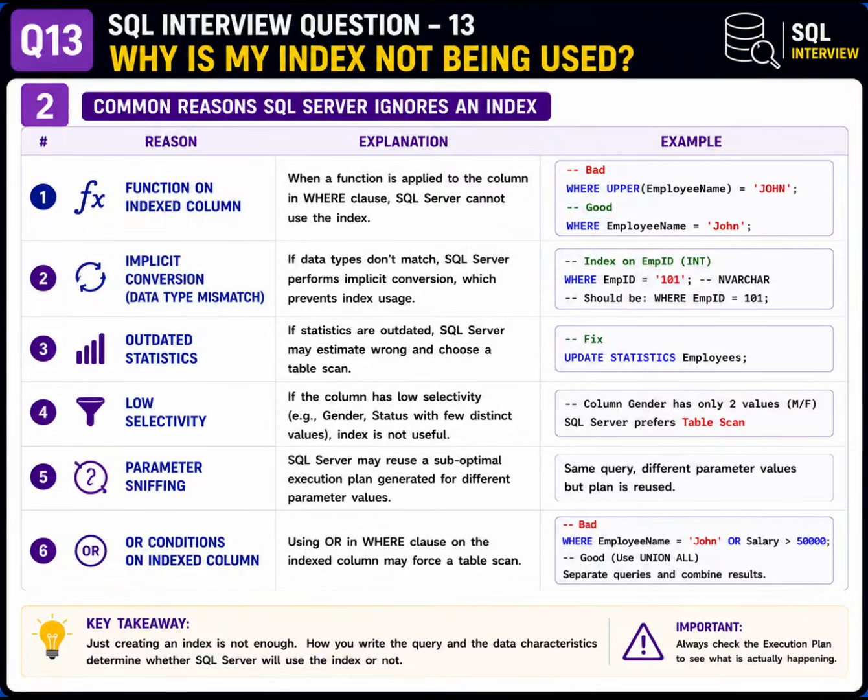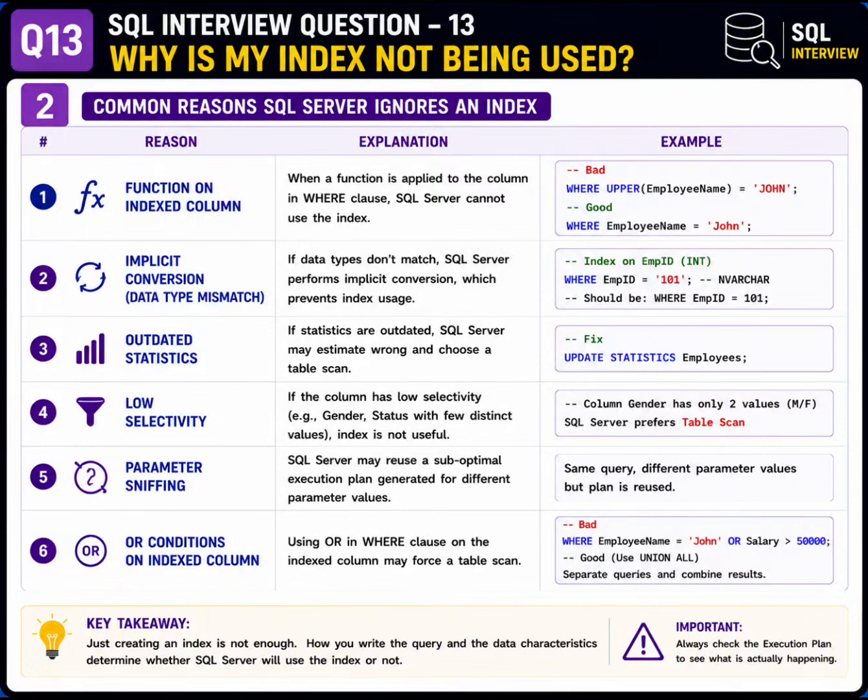Then the sixth reason is OR conditions. A query like where employee name = 'John' or salary > 50,000 may force SQL Server to perform a table scan. Sometimes rewriting the query using UNION ALL gives better performance.